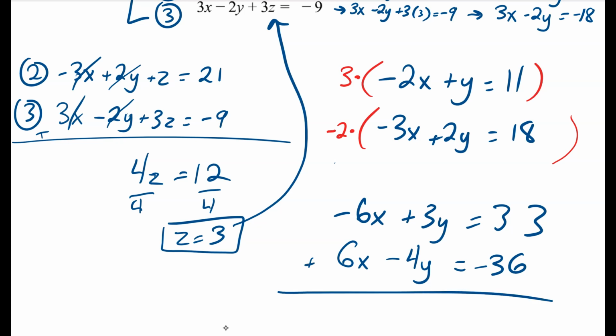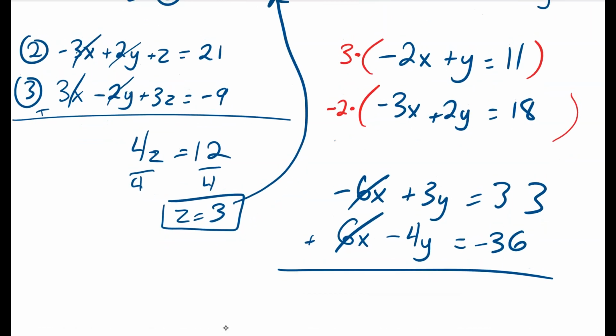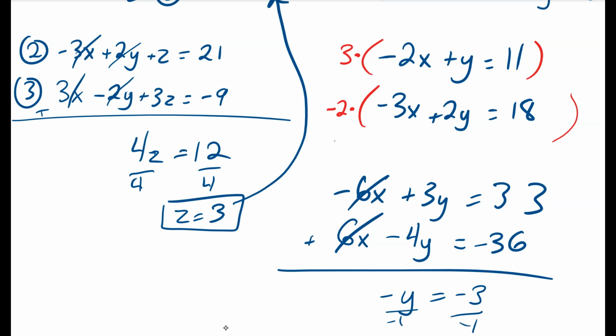So now when I add those equations, my x's cancel. 3y minus 4y is negative 1y equals negative 3. If I divide out that negative 1, I find that y equals just 3. So again, now I have a z value, I have a y value. I'm going to plug back into pretty much any of these equations because I already have two of my variables solved for. I'm going to pick this equation right here just because there's only two variables there.